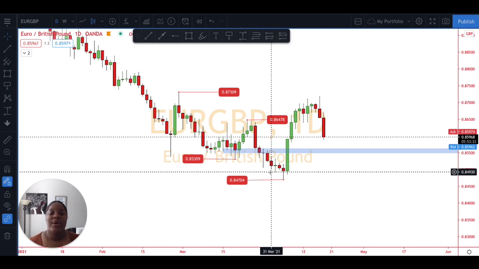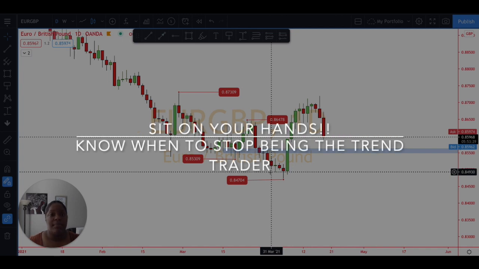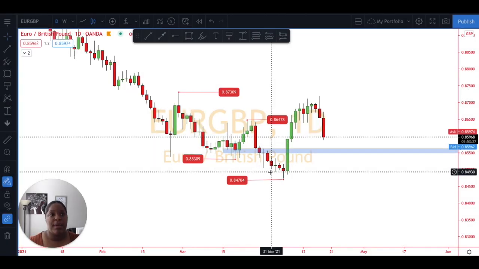Know when to stop being the trend trader. The moment you get stopped out, or the moment price passes an important exchange rate, stop being a trend trader. Look at what price is doing. Wait until it shows you hints that it's going to continue to go back into a trend, and then you start to become the trend trader again. What this will require you to do is sometimes stop trading a specific currency pair to find another one that is fitting your trend trading style. So I'll give you guys an example.